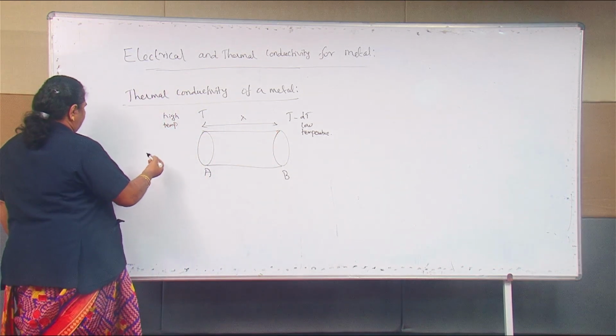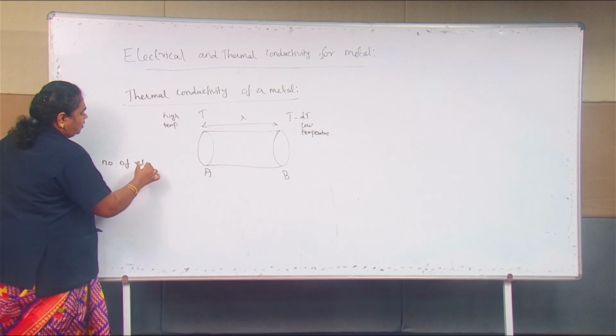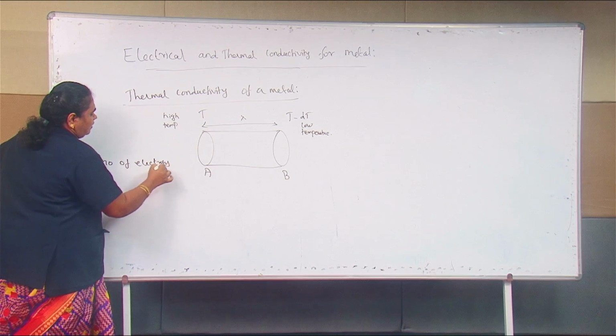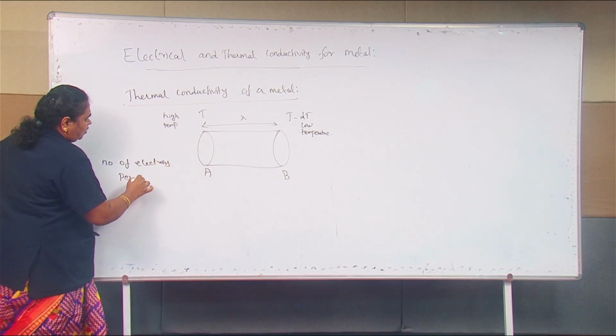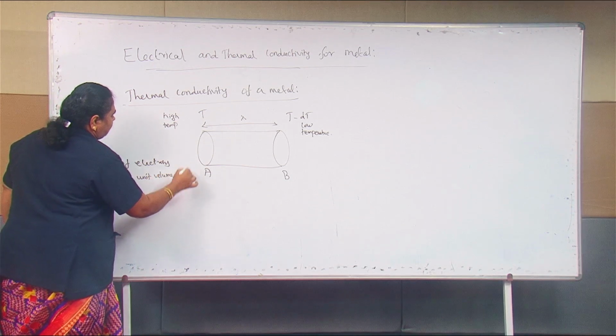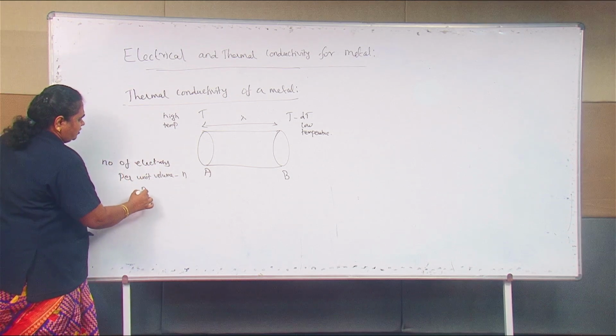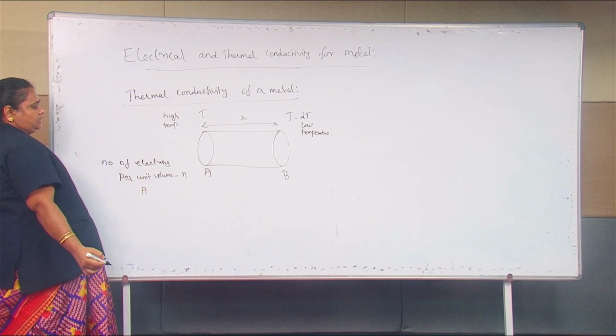The number of electrons per unit volume is represented by the letter n. As you know already, the area of cross section is represented by the letter A.